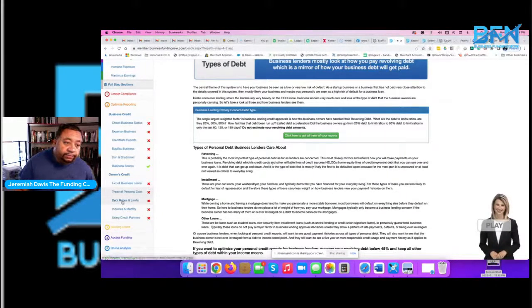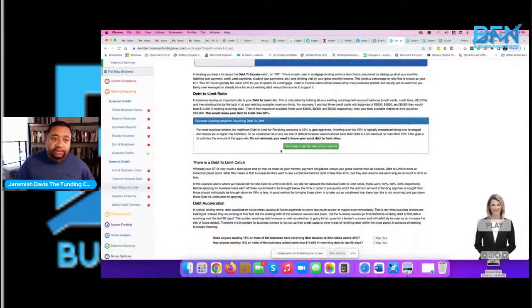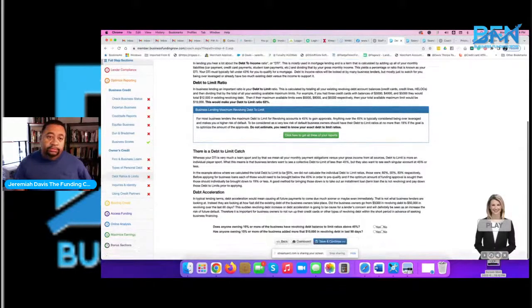Debt ratio and limits. Same scenario. Business lending maximum revolving debt to limit. Click here to get a 3-bureau report.